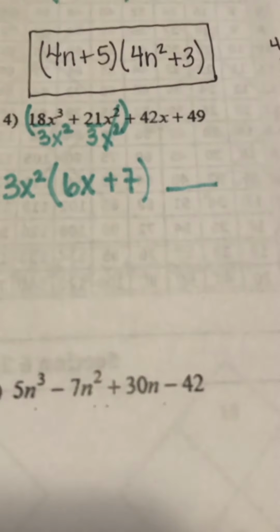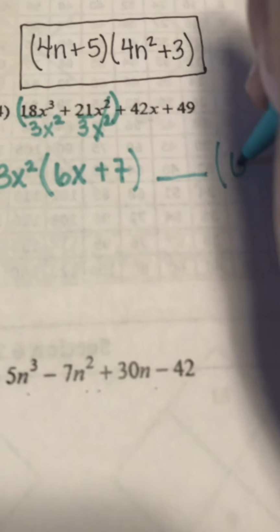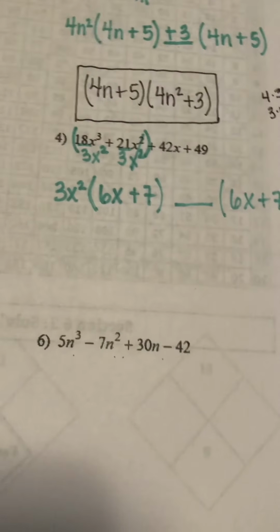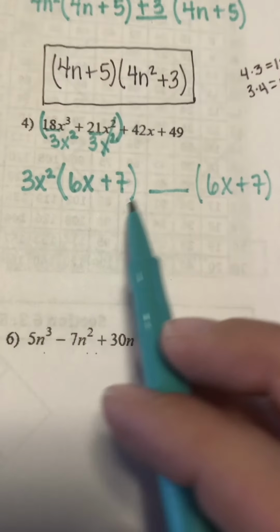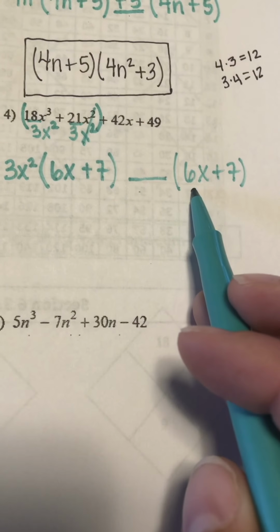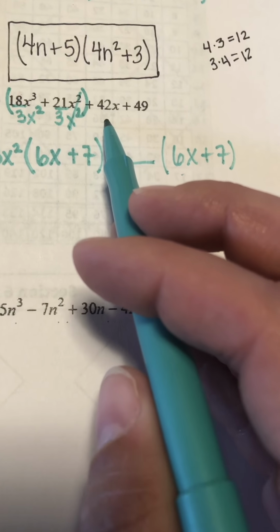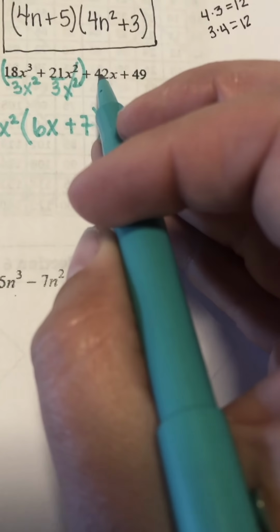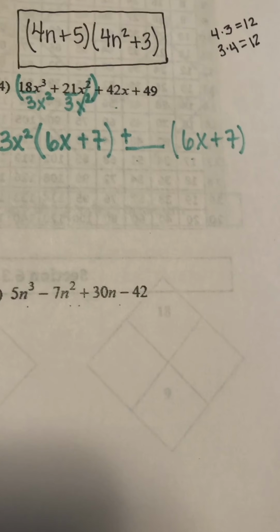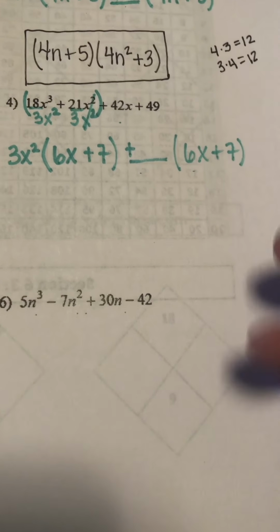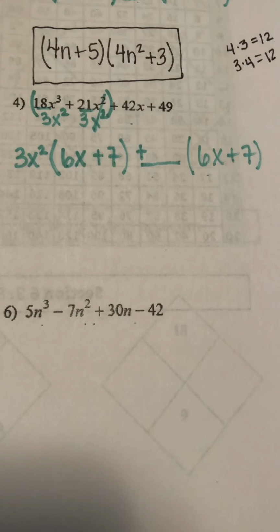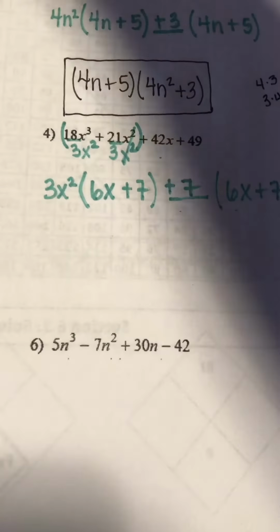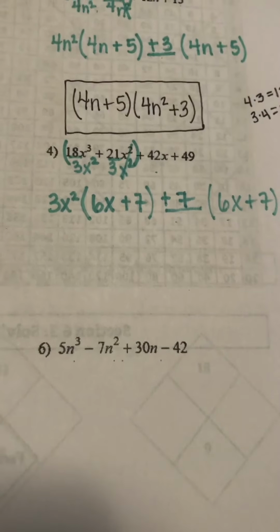Then I'm going to leave that blank, and I'm going to rewrite 6x plus 7 because I know that it has to match. So again, I'm asking myself, what times 6x will end up giving me 42x? Well, I know it's a positive number because positive and positive will give me a positive. So my answer needs to be what? Hopefully you said 7.